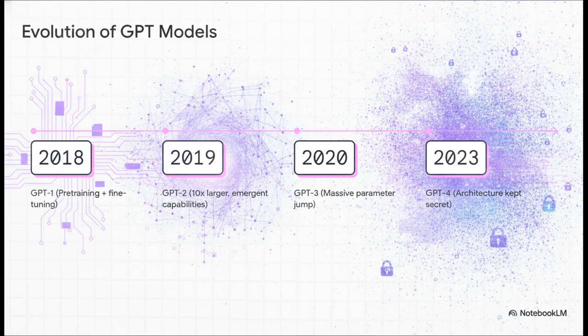But then, in 2019, they built GPT-2. It was based on the exact same recipe, but they made the model 10 times larger and fed it 10 times more data. By 2020, they released GPT-3 with a massive, massive jump in size. And by 2023, we got GPT-4, where the architecture details were kept tightly under wraps. But the underlying secret here? The architecture really didn't need to change much. Just simply increasing the size of the model improved its performance across all tasks.